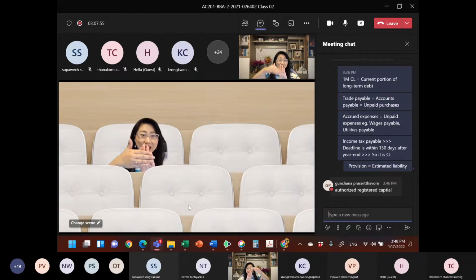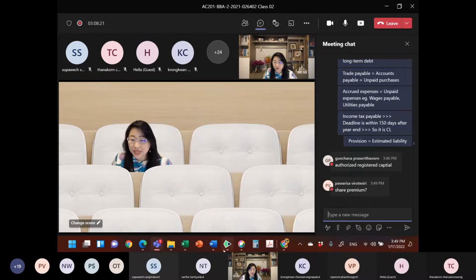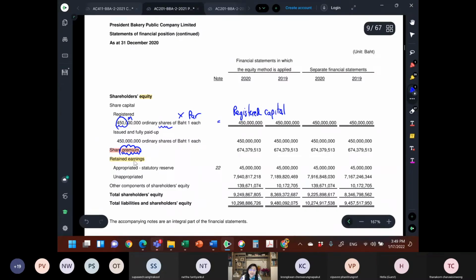The amount that you get above and beyond the par. Right? So this 4 baht is the amount that you get above and beyond the par. You get more than the par. So how do we call this 4 baht? It is share premium. The amount that you get above the par. You get the premium price, right? So this 4 baht is a share premium. Okay? So whenever you see the term share premium, you should know that the price of the share is higher than the par. Okay, any questions here for the premium?